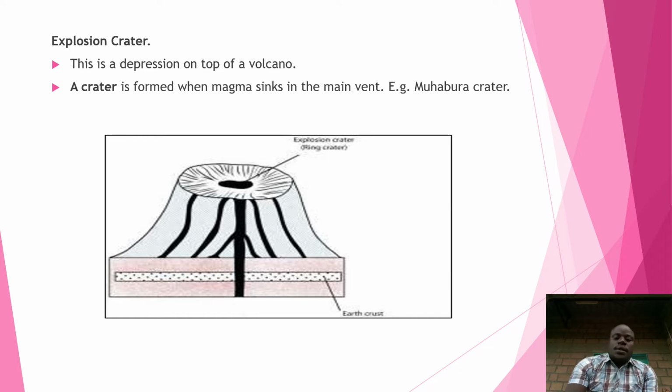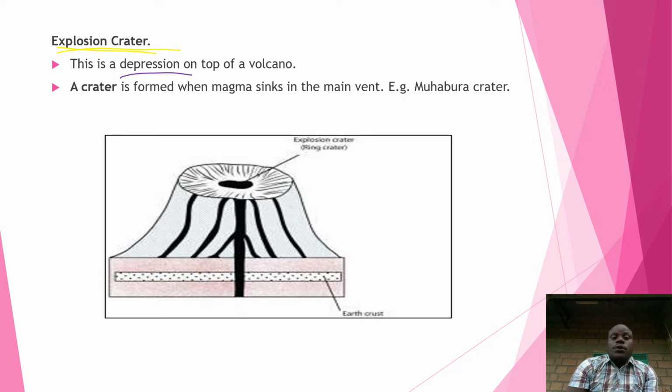Feature number 2 is explosion crater. Explosion crater is a depression, a hollow, on top of a volcano. How is it formed? You remember, we are mostly interested in the formation for each feature. Even if we don't define, but we explain how each feature was formed, it would be better than knowing the definitions. So how is explosion crater formed?